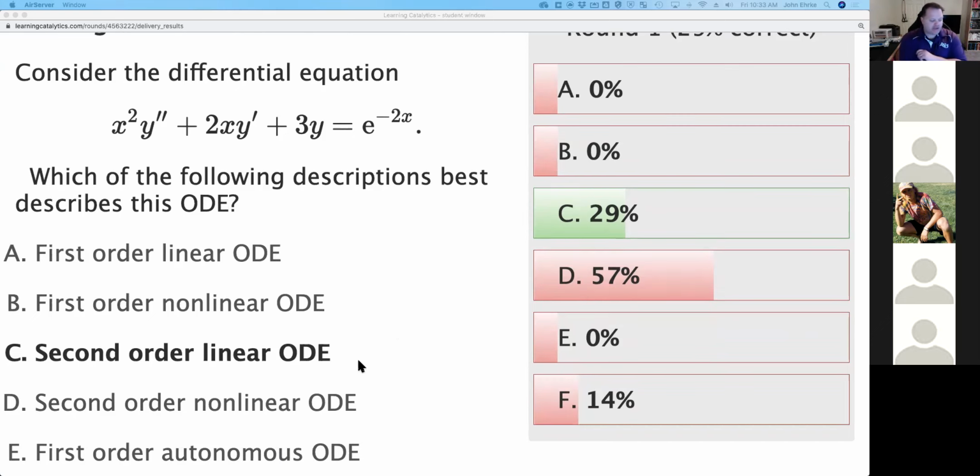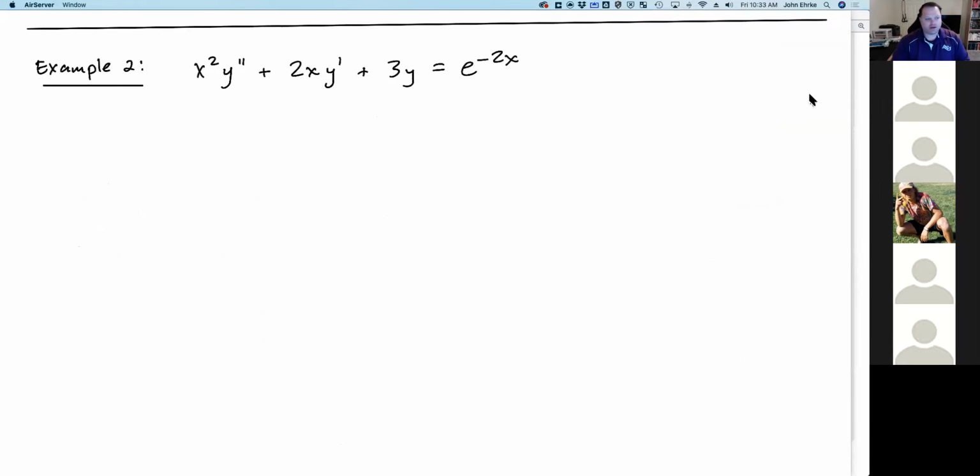But the first thing I have to do in order to do that is make sure that we understand how the notion of linearity basically changes as we get higher order. So for starters, I know that this is a second order ODE because I have a second order derivative of y here. So I know right away it's a second order differential equation.